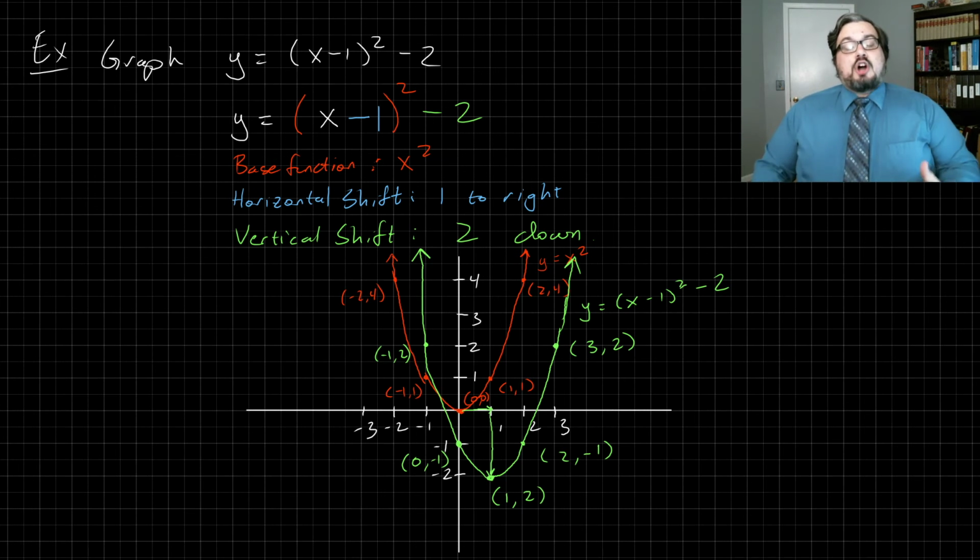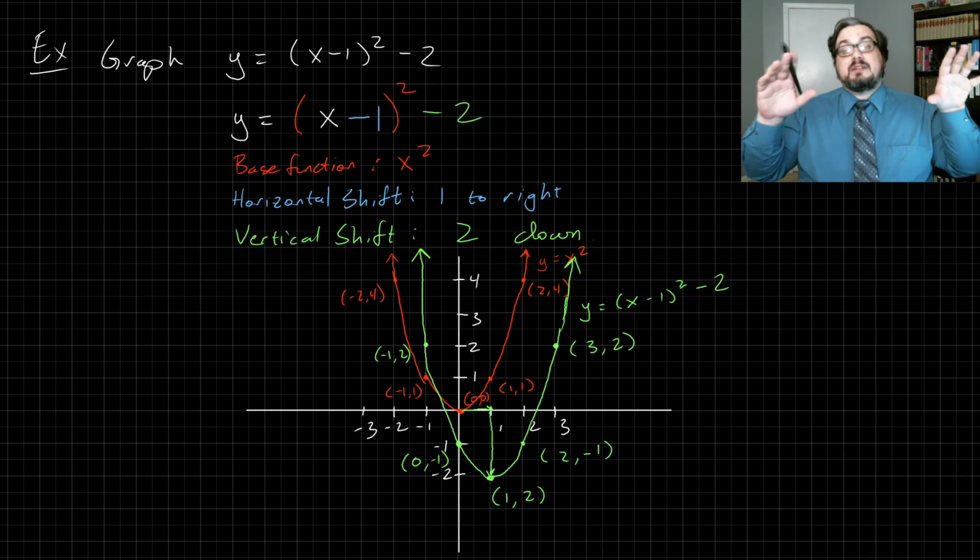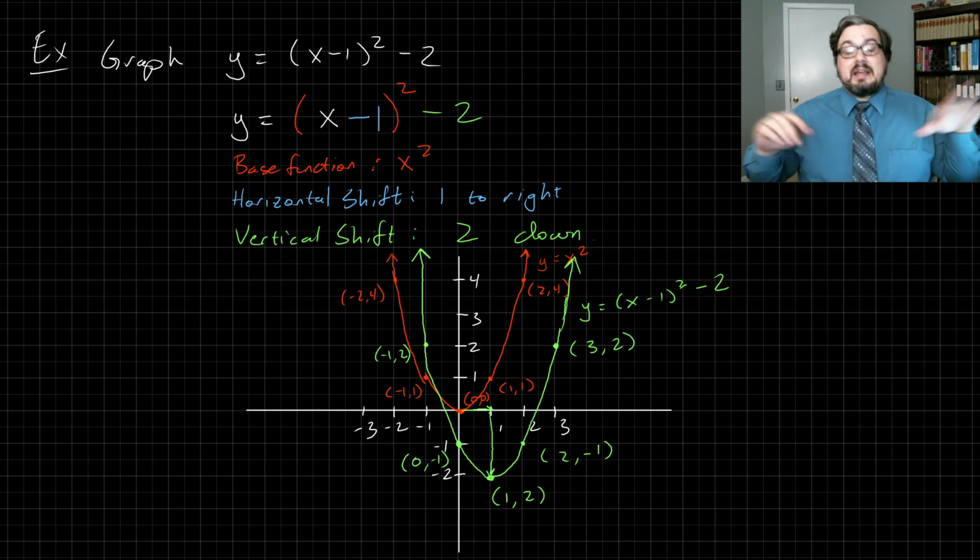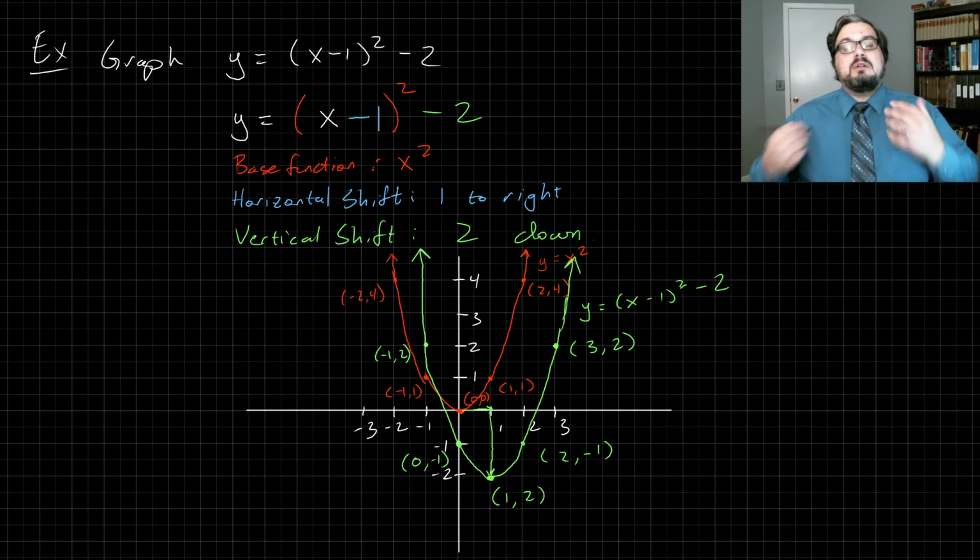So that's pretty much all there is to know about translations. If we can identify the horizontal shift and the vertical shift, it's simply a matter of taking every point on the original graph, shifting it horizontally and vertically as required by the problem, and then connecting the dots in the new positions of the points. So now let's go and talk about reflections.